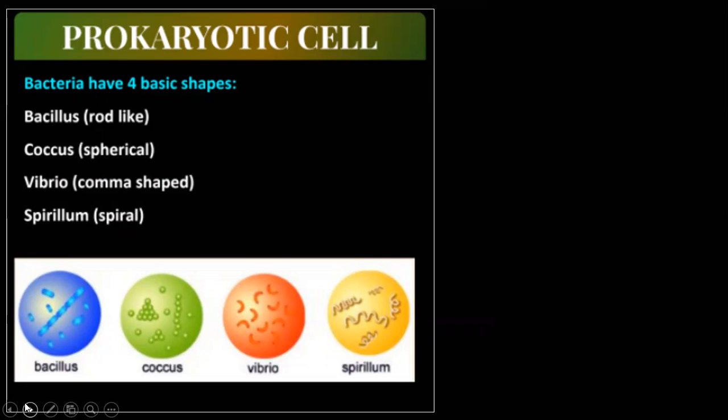So bacteria, on the basis of their shapes, we can classify it into four: Bacillus, Coccus, Vibrio, and Spirillum. Okay, so rod like Bacillus, spherical Coccus, Vibrio comma shaped, Spirillum spiral shaped. So these are the different shapes of bacteria which we are gonna learn now. Just remember rod like Bacillus, spherical Coccus, Vibrio comma shaped, spiral shaped Spirillum.